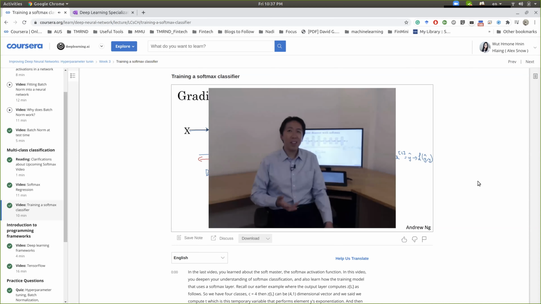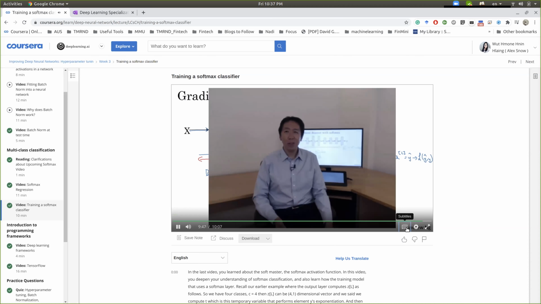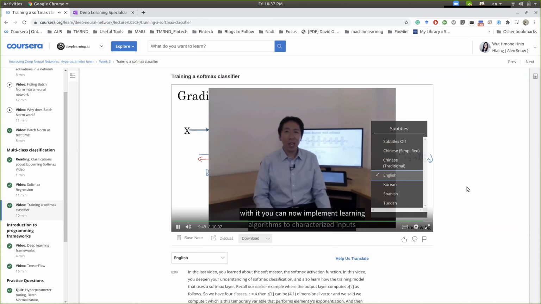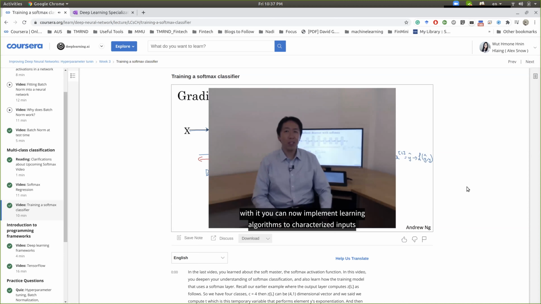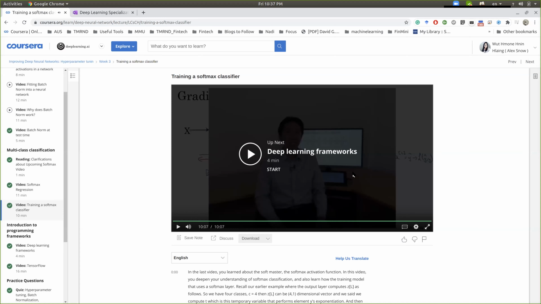So that's it for softmax classification. With it, you can now implement learning algorithms to categorize your inputs into not just one of two classes, but one of C different classes. Next, I want to show you some of the deep learning programming frameworks, which can make you much more efficient in implementing deep learning algorithms. Let's go on to the next video to discuss that.